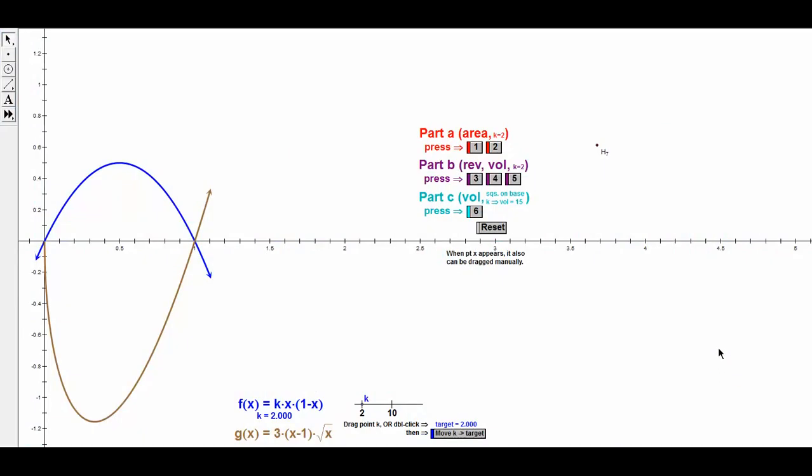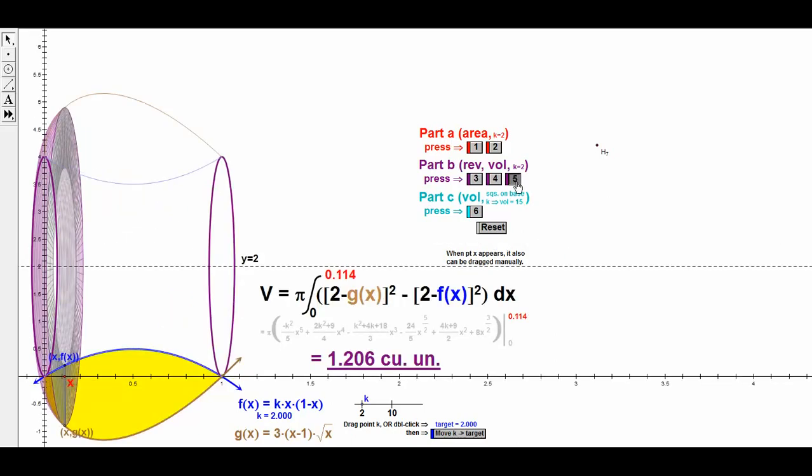All right, so let me give you a little visualization of the solid that we just computed the volume of. So this is the region right here bounded by these two curves. So what we're doing is rotating it about y equals 2, and then computing the volume of the resulting solid.